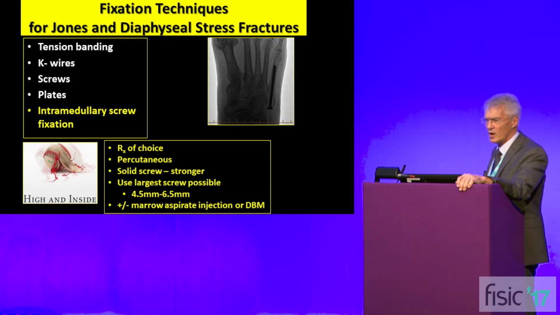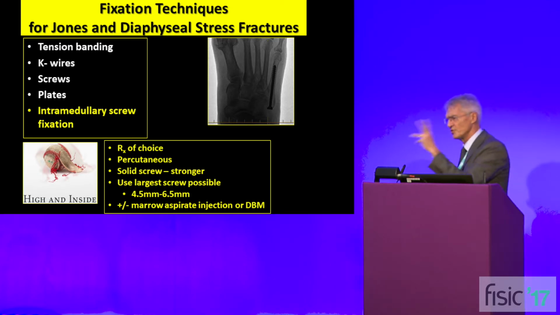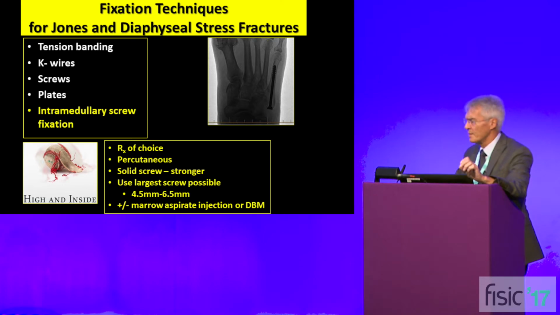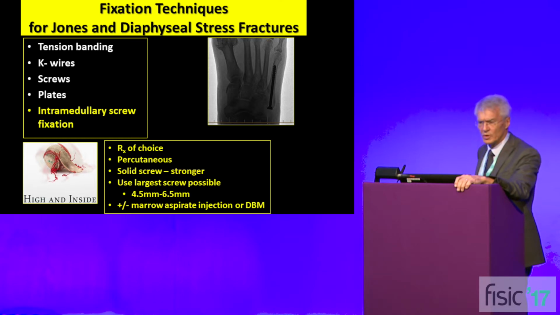We're all told to go high and inside. This is the baseball pitcher's particular ball to try and get our position. And you just try and get the largest screw you can up it. Sometimes we may want to put some bone marrow aspirate in. And also just leave them in. Don't take them out until at least the athlete has decided to retire.